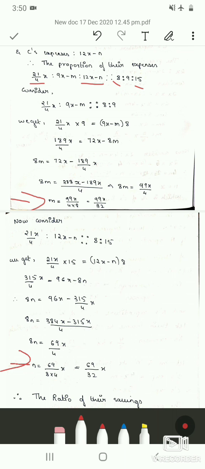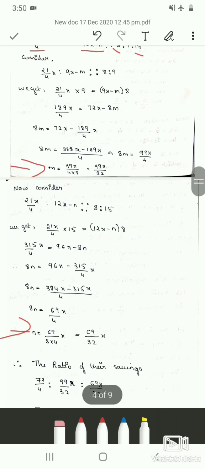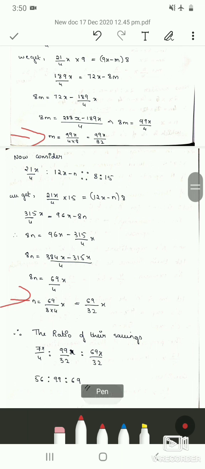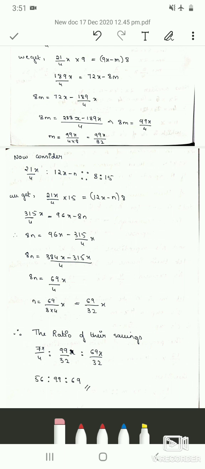So these are the simple steps. I hope you can do it. So therefore N is equal to 69 by 32x. In the question they have asked to find the ratio of their savings.